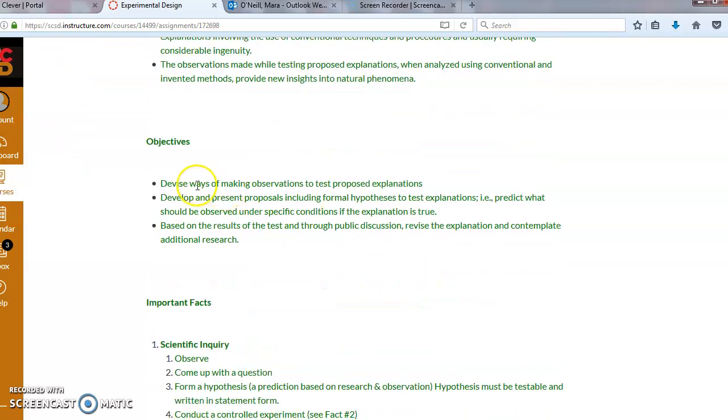Objectives: devise ways of making observations to test proposed explanations. Develop and present proposals including formal hypotheses to test explanations. Predict what should be observed under specific conditions if the explanation is true. Based on the results of the test and through public discussion, revise the explanation and contemplate additional research.